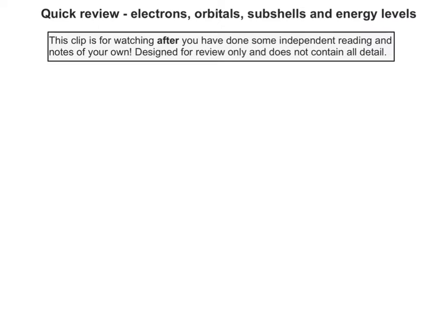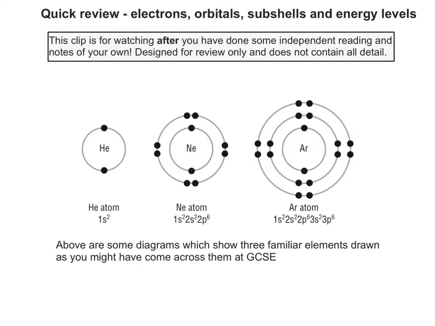Hello and welcome to this quick clip looking at electrons, orbitals, subshells and energy levels. So on the screen now are three diagrams of helium, neon and argon. You're probably familiar with them from GCSE. You're probably also familiar with the idea of shells and electrons sitting inside those shells.